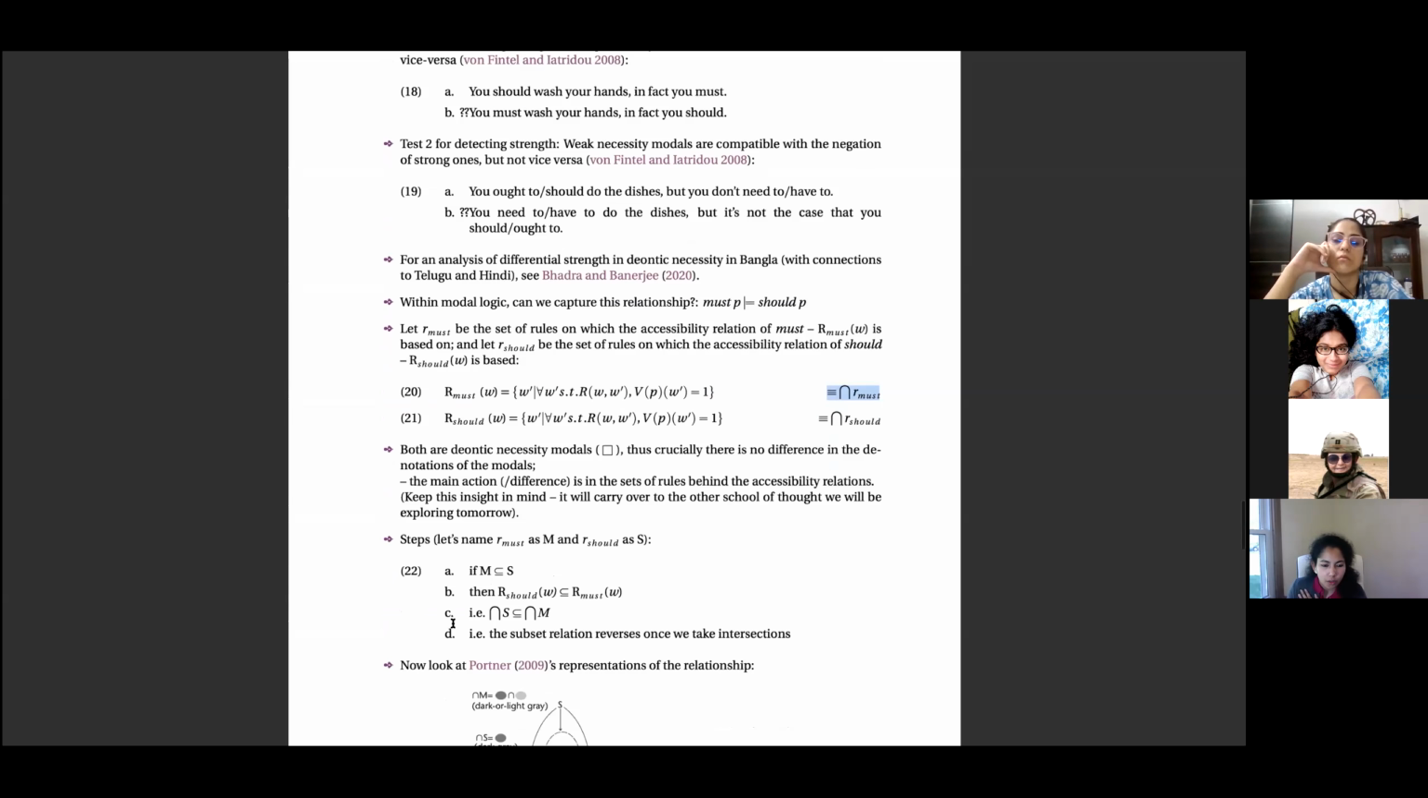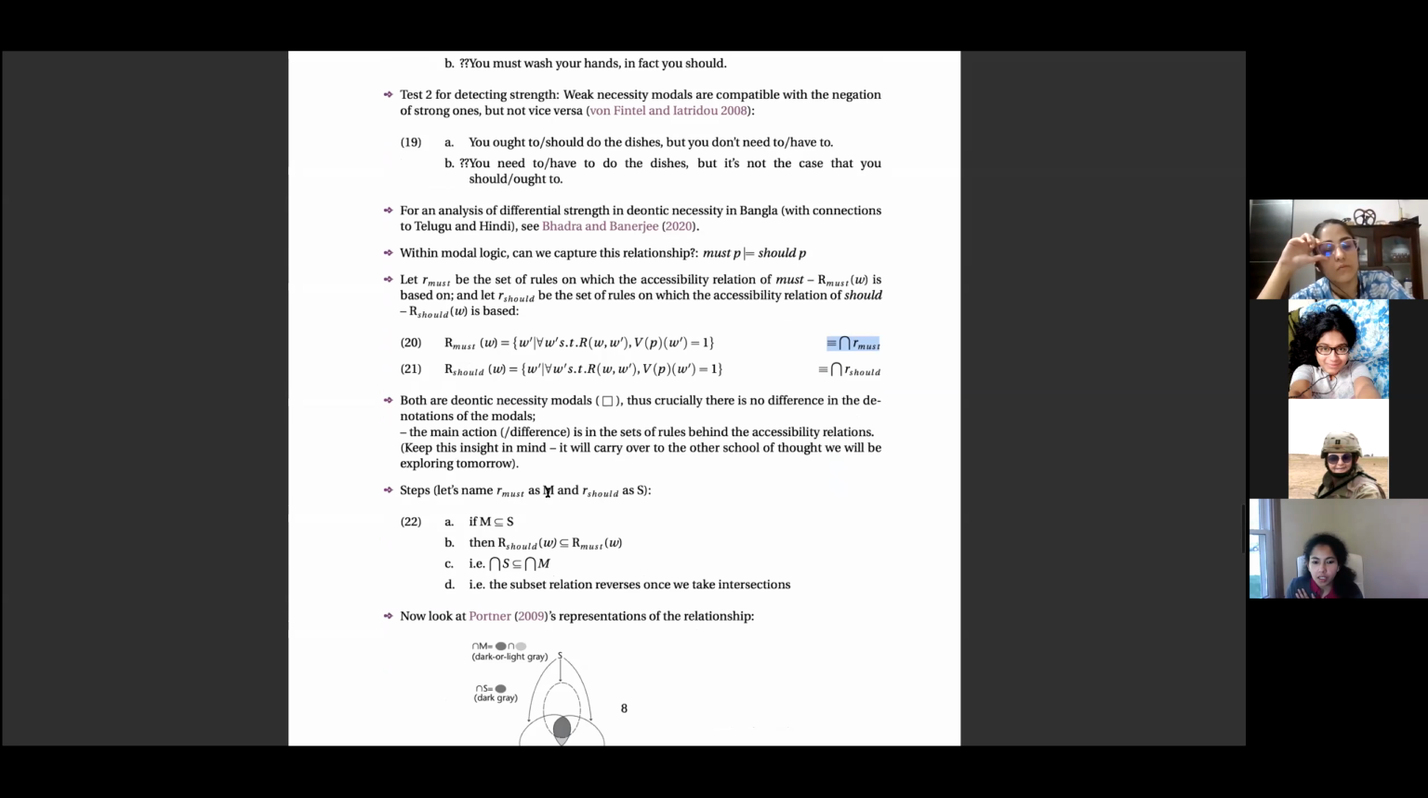So now let's do the steps. If you have a set of rules M for must and a set of rules S for should, we know that the set of rules is smaller for must than for should. So this subset system goes through: the subset relation. The set of rules for must is a subset of the set of rules for should.